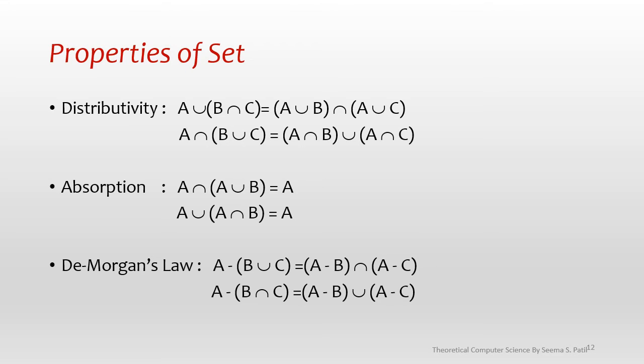The last one is De Morgan's law. That is A minus (B union C) equal to (A minus B) intersection (A minus C). A minus (B intersection C) equal to (A minus B) union (A minus C).